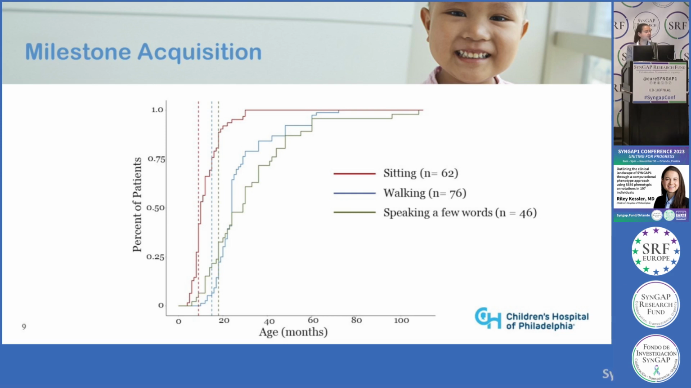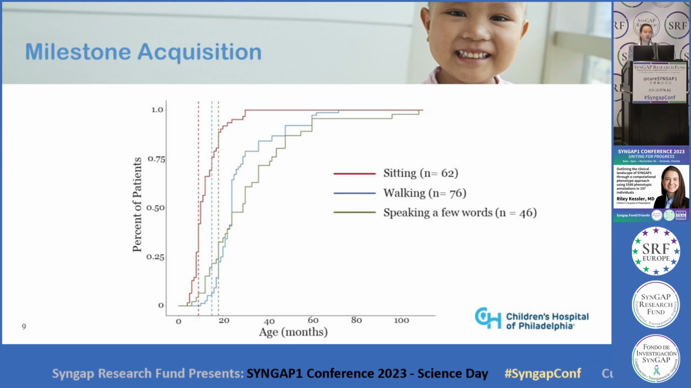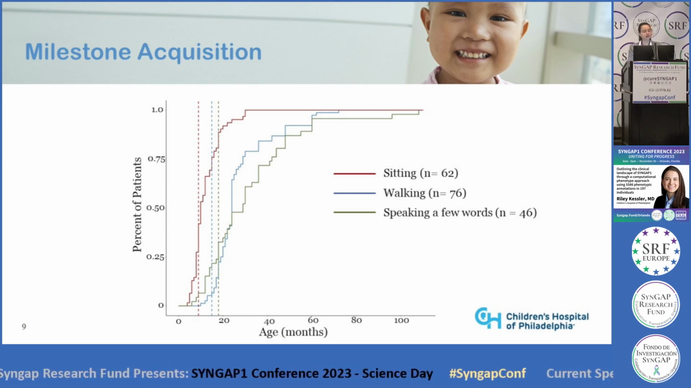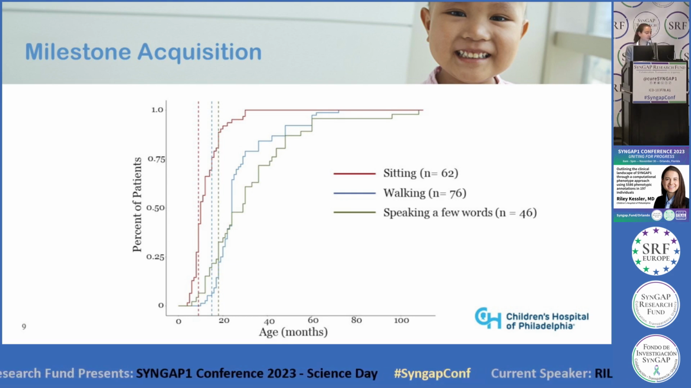We can look at the age at which patients are achieving their developmental milestones. And here we have the cumulative percent of patients who are achieving their milestones by a given age. Specifically, we're looking at sitting, walking, and speaking a few words. The vertical dashed lines represent the age at which 75% of the typically developing population is expected to achieve these milestones. And overall, our cohort was achieving the milestones later than their typically developing peers.